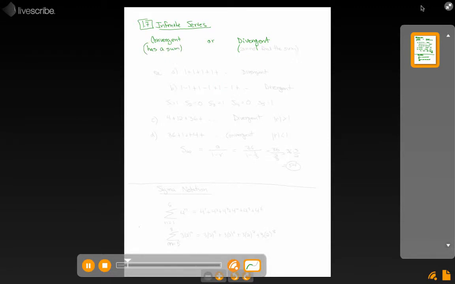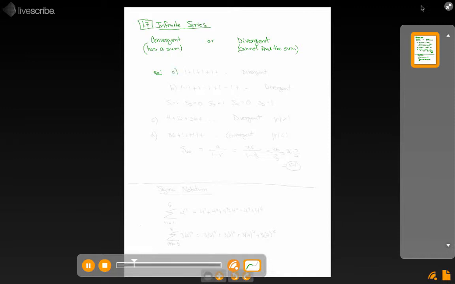Divergent means you can't find the sum. There's no way of saying what the sum of it is; we cannot find it. So an example would be, let's do a couple of these where we're just asking divergent or convergent.